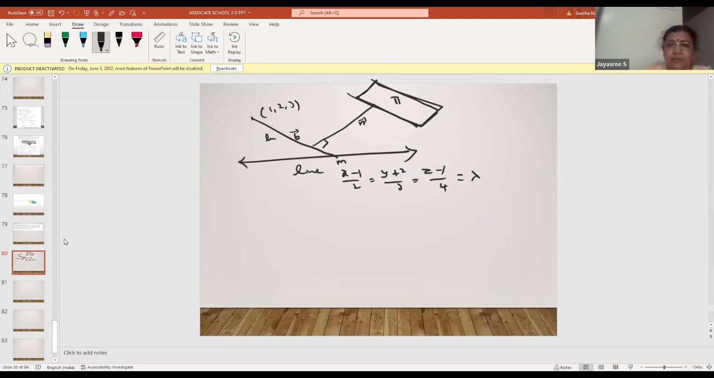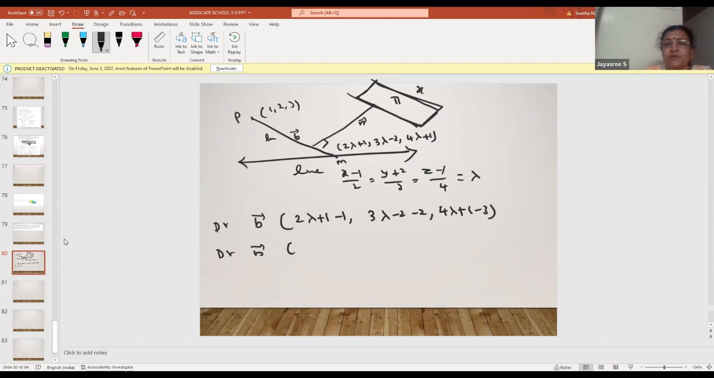General point in the M place, we write the general point: 2 lambda plus 1, 3 lambda minus 2, 4 lambda plus 1. Then we take the direction ratio of B vector, subtraction of these two: 2 lambda plus 1 minus 1, 3 lambda minus 2 minus 2, 4 lambda plus 1 minus 3. And direction ratio of N vector, we write it.